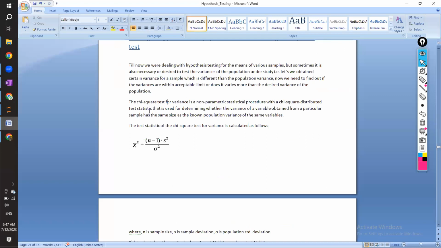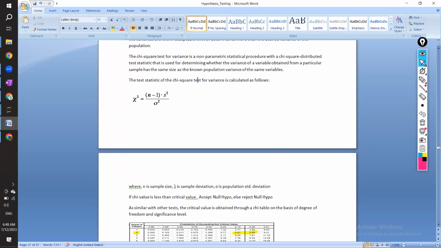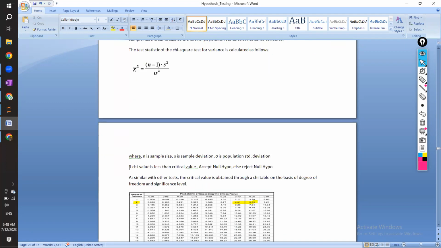The test statistic of the chi-square for the variance is calculated as follows. This is the formula to calculate the chi-square test statistic, where n is the sample size, s is the sample standard deviation, and sigma is the population standard deviation. If the chi-square is less than the critical value, accept the null hypothesis, else reject the null hypothesis. Whatever value you get, if it is less than the critical value, accept the null hypothesis.